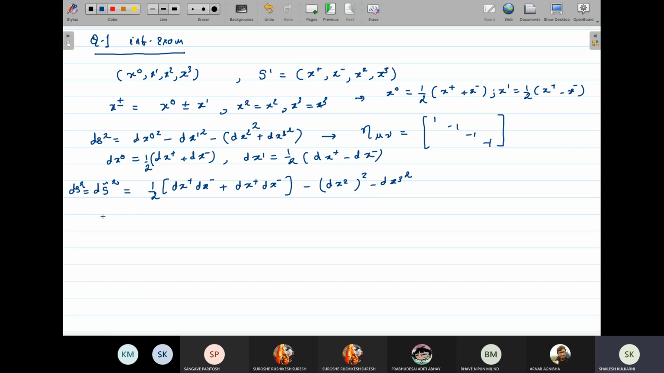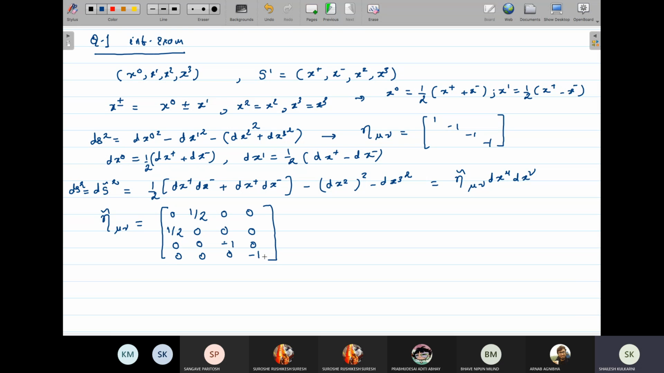So in the matrix form, what will be the matrix? Eta tilde mu nu, this we write as eta tilde mu nu dx mu dx nu, where mu nu runs over plus, minus, 2, 3. So eta tilde mu nu will be 0, half, half, 0, then 0, 0, 0, 0, minus 1, 0, 0, 0, 0, minus 1. So this will be eta tilde lower mu nu. This implies eta tilde upper mu nu will be the inverse of this. So this will be 2, 0, 0, 2, and the rest as it is.